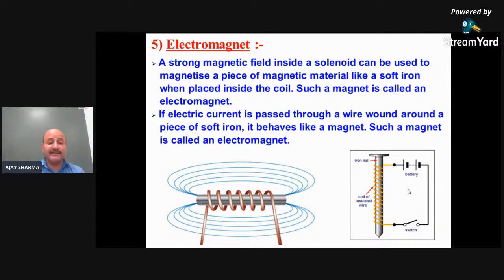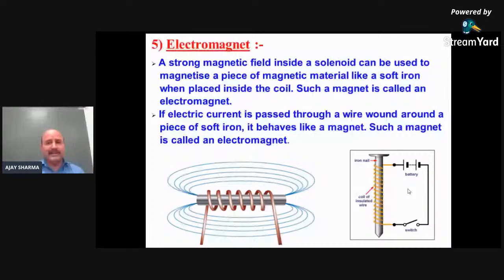Because we are making use of electricity here. Until we pass electricity through this combination of soft iron and a solenoid, it will not exert any field. As soon as we pass the electricity, it becomes an electromagnet and becomes a strong magnet. So electromagnets are always strong magnets. The next point is, if electric current is passed through a wire wound around a piece of soft iron, it behaves like a magnet. I just told you, such a magnet is called an electromagnet.